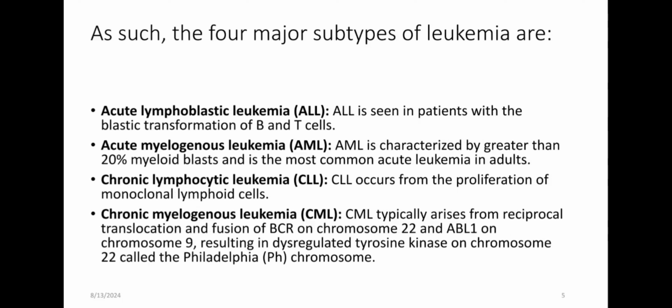Chronic myelogenous leukemia (CML) typically arises from reciprocal translocation and fusion of the BCR on chromosome 22 and ABL on chromosome 9. That results in dysregulated tyrosine kinase on chromosome 22. That's called the Philadelphia chromosome, which is the Ph chromosome. This in turn causes a monoclonal population of dysfunctional granulocytes, predominantly the neutrophils, basophils, and eosinophils.